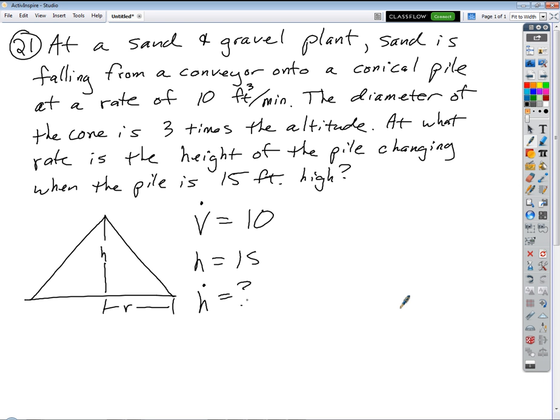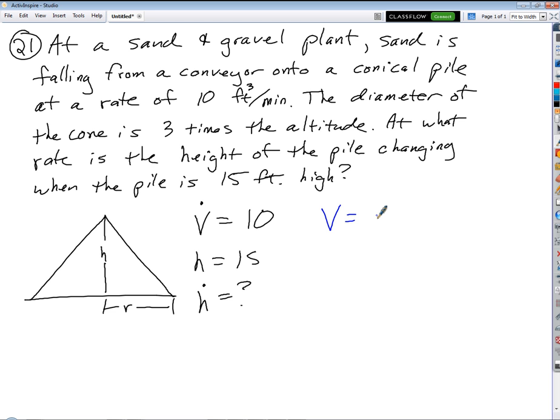A cone. So then the parent equation is the equation that relates volume to the height of a cone, right? So what is the parent equation for a cone? Anybody remember? It's 1/3 pi r squared height. Close enough. It's 1/3 base times height. Base is pi r squared, right?